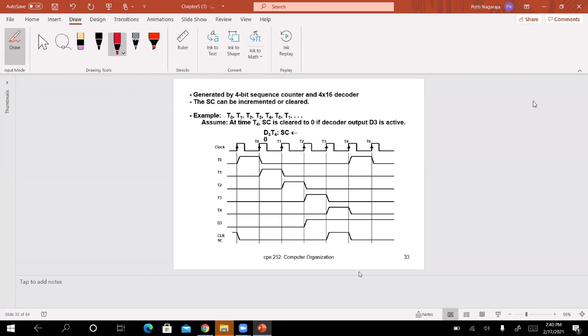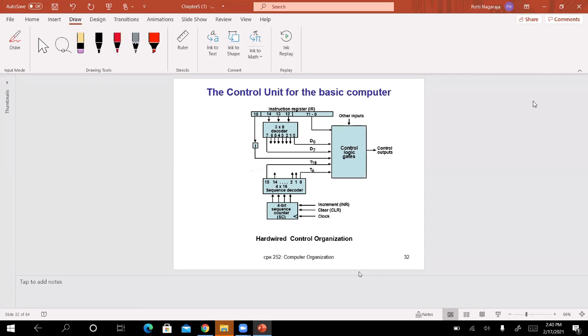Is it okay? So do we have to memorize the circuit diagram, the previous one? And this one you have to remember. Okay. This is the basic structure of the control unit. So you have to remember. Okay. Suppose if it is a descriptive exam, I will ask in the exam: draw the block diagram of the control unit for a basic computer. Then you have to draw this and then you have to explain this.